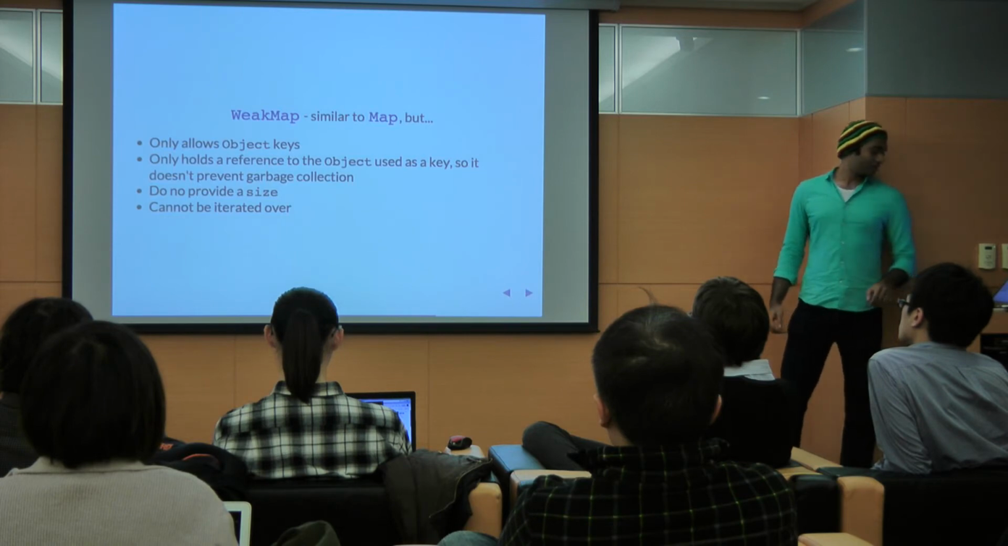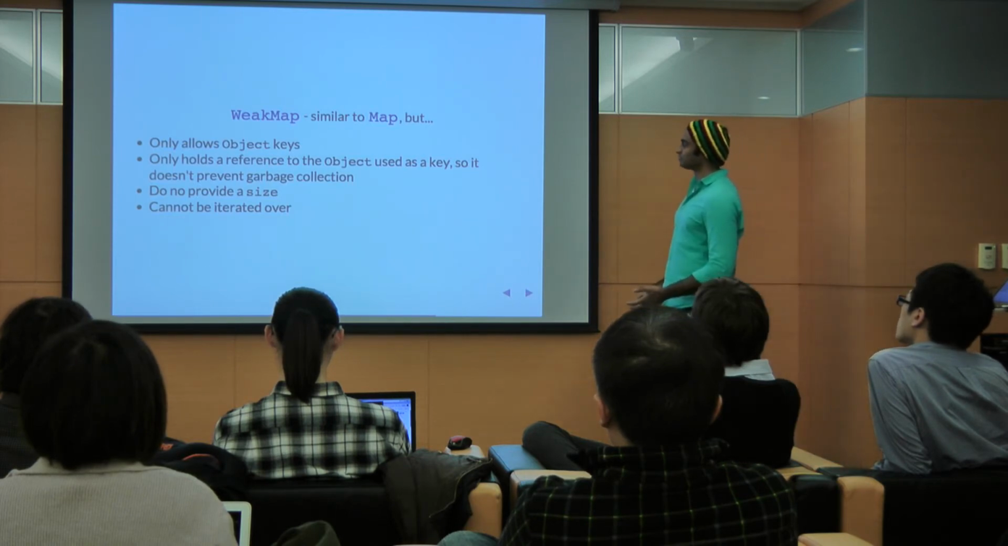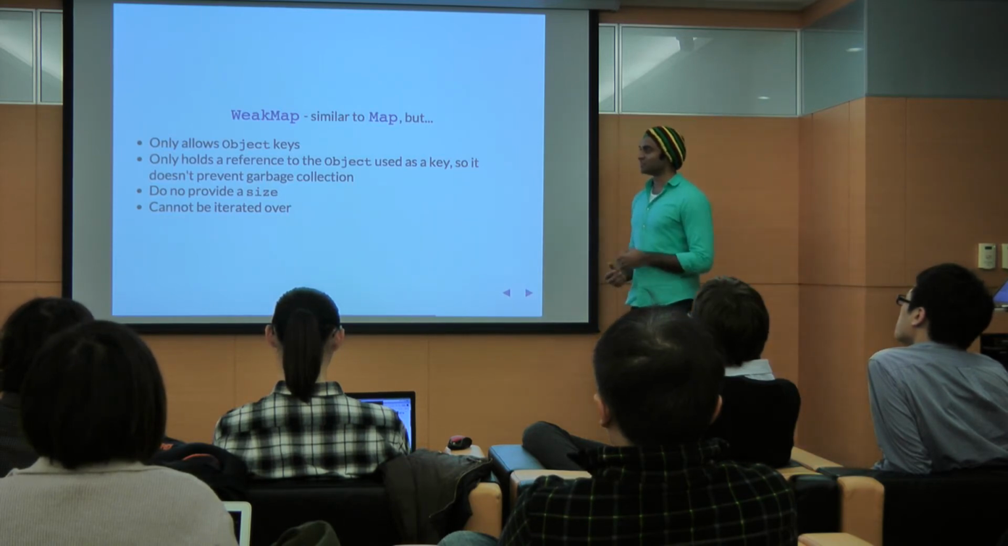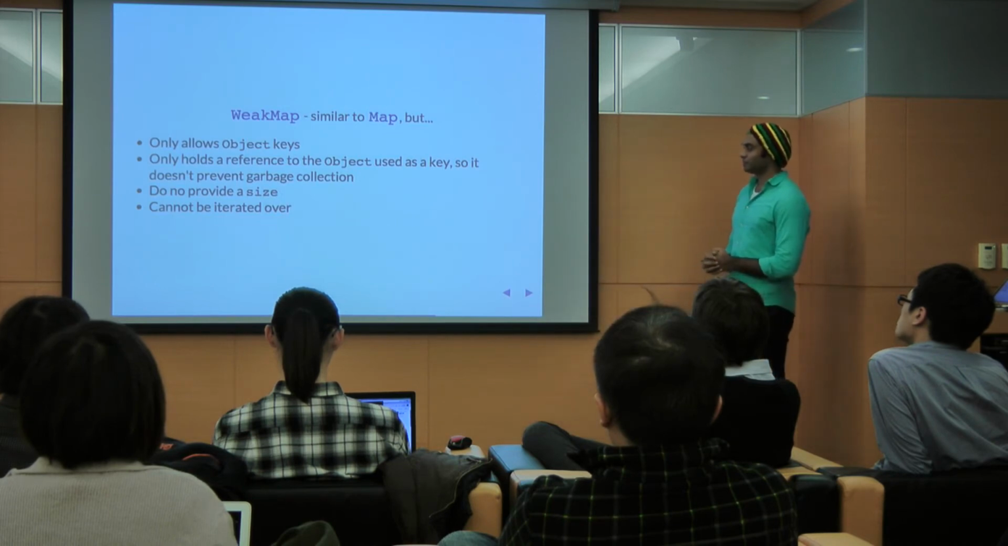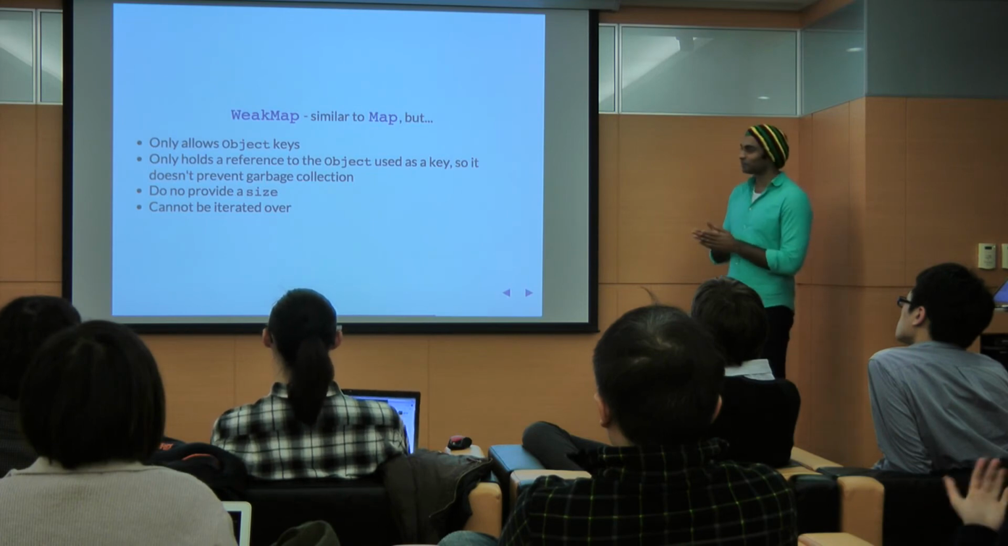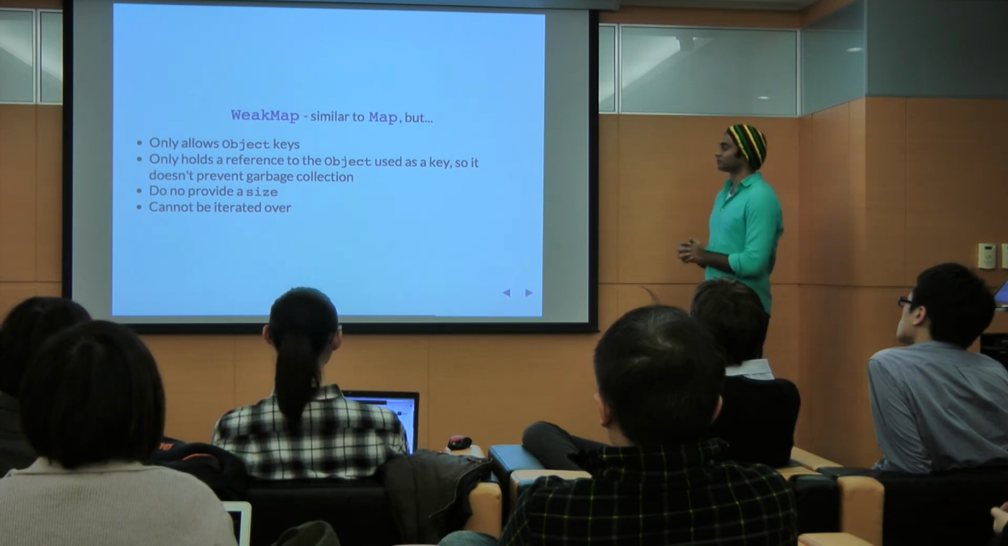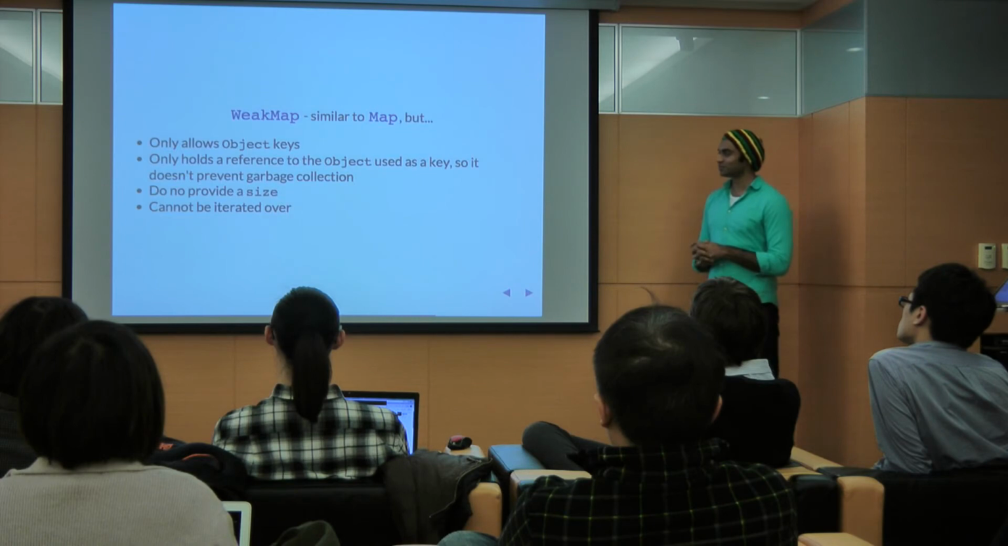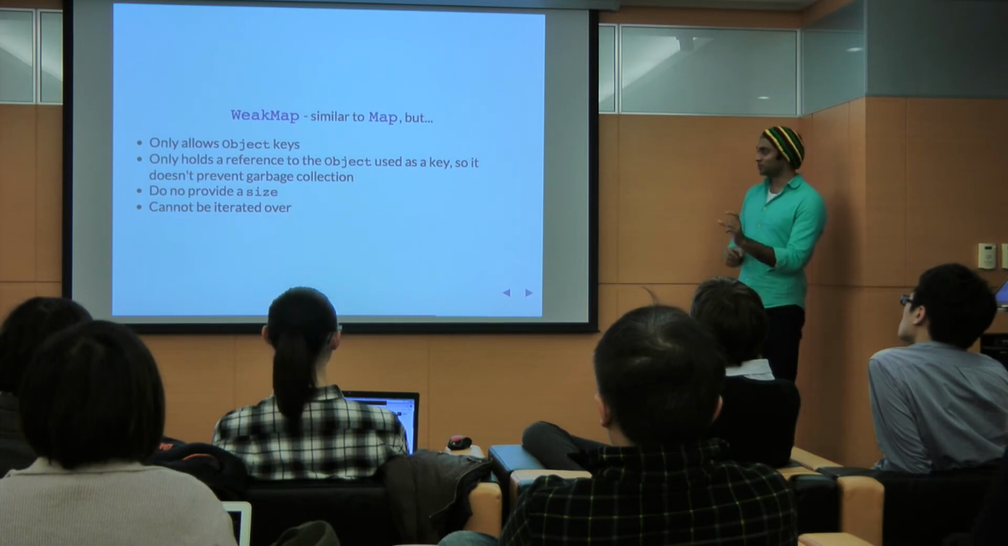Okay. So the final collection I want to show you is a weak map. So it's same as a map. You cannot get the size of a weak map. And that's because it only holds a reference to the object used as key.